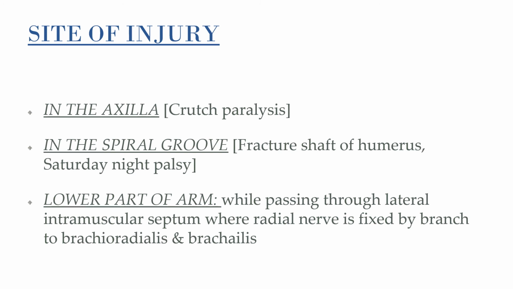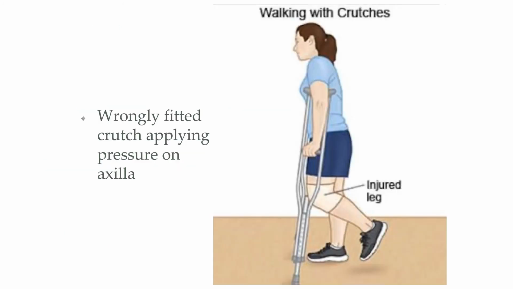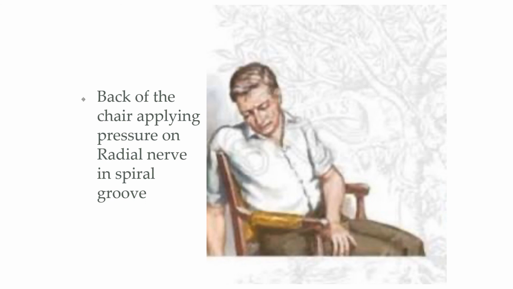In the lower part of the arm, when the radial nerve crosses the lateral intermuscular septum, there the radial nerve is tethered because of the branches, the motor fibers of the radial nerve which go into the brachialis and brachioradialis. Because of these branches, the radial nerve is fixed, and hence it is prone to get injured in the lower part of the arm. This represents how the wrongly fitted crutch applies pressure on the radial nerve in the axilla. This represents how the back of the chair may apply pressure on the radial nerve when it traverses the spiral groove.